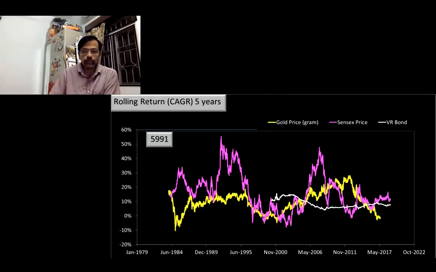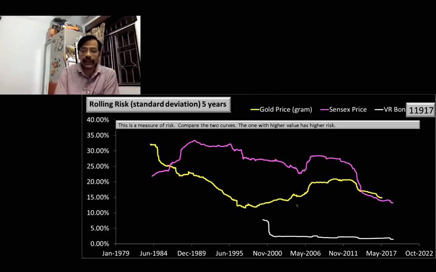Now let's move on to 5 years. Again, that's quite a bit volatile. Keeps moving up. You can get negative returns in gold over 5 years. Fixed income is more or less around 8, 9%, 7% or so on. Again, the volatility over 5 years. Again, the volatility of the pink and the yellow lines are comparable. The fixed income is significantly low volatile.